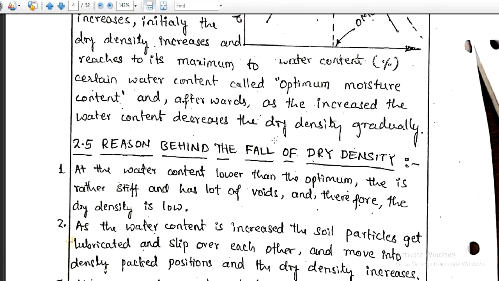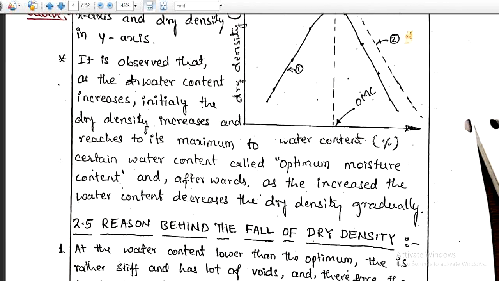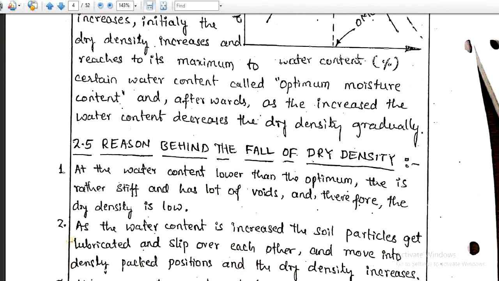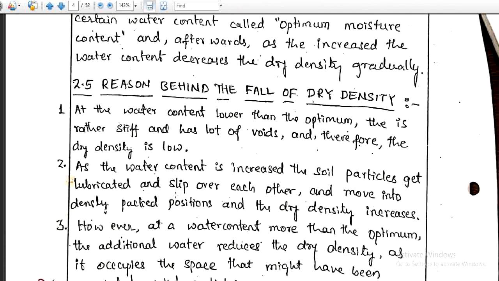Next, the reason behind the fall of dry density. Why does the dry density fall after this particular point? Initially, at water content lower than optimum, the soil is stiff and has a lot of voids. As the stiff soil has a lot of voids, the density is low. As the water content increases, the soil particles get lubricated and slip over each other, so they move to a densely packed position, and thus dry density increases.